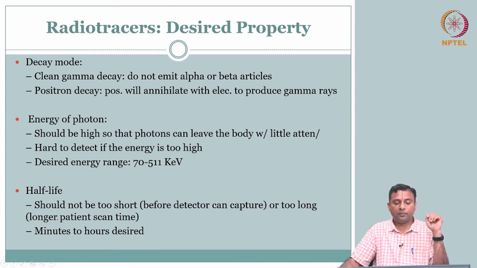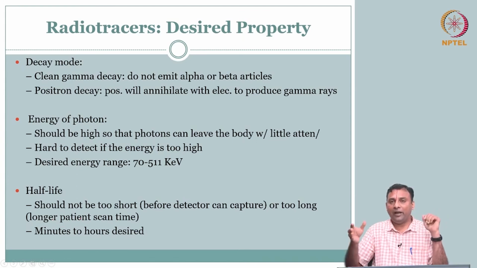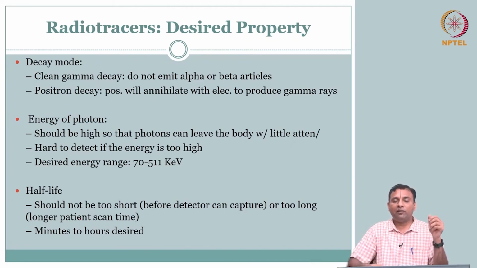If it is too long, then like I said, patient scan time will increase. I have to wait there for a long time before I can catch sufficient photons. In the previous example we said some million photons have to be captured. If the half-life is so large, then I have to wait forever to get the million photons. So there is a sweet spot somewhere in the minutes to hours that is desired. So you are engineering these radio tracers, you have radio chemists who do this, and these are some of the desired properties.